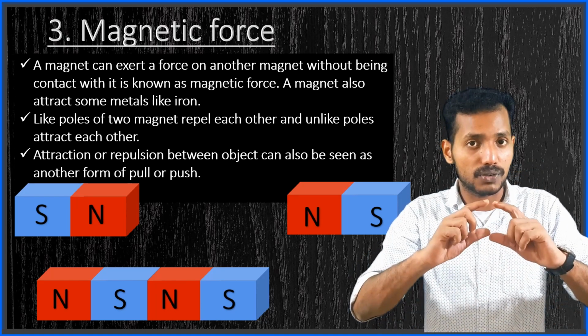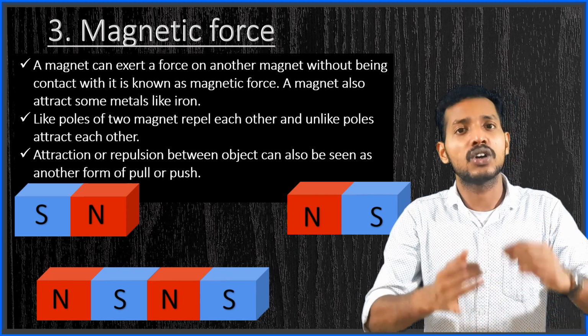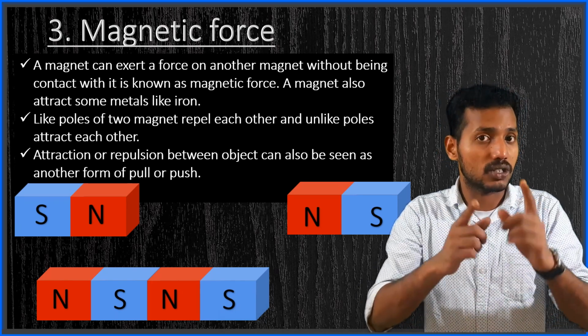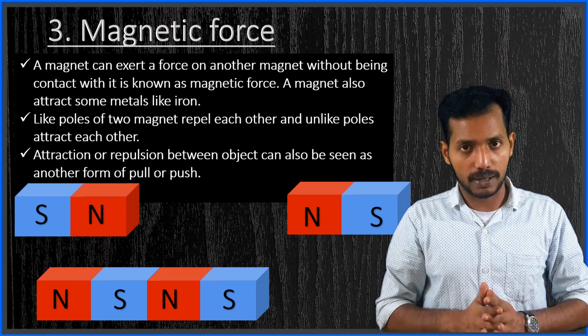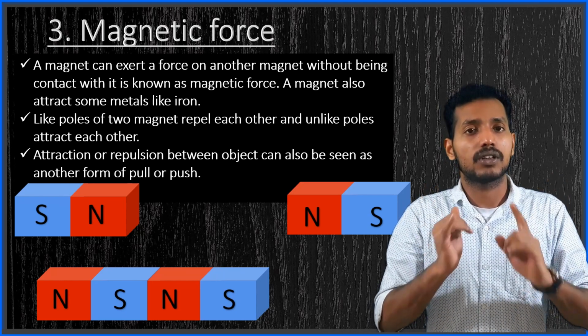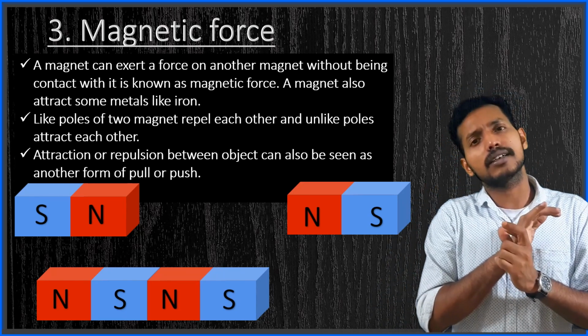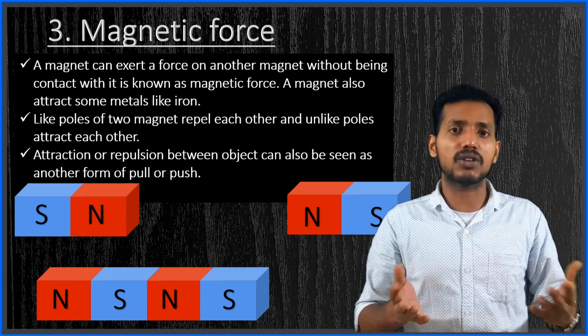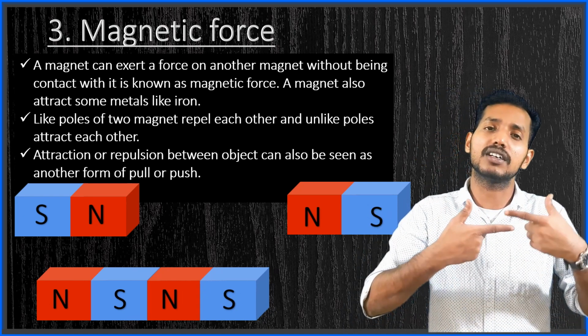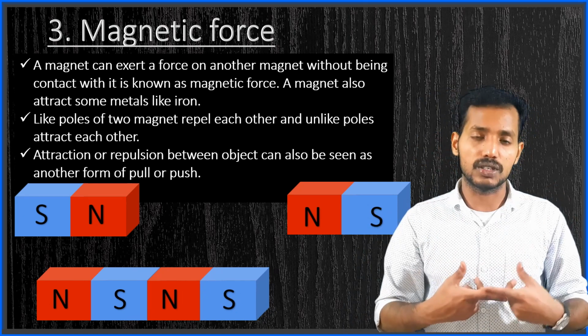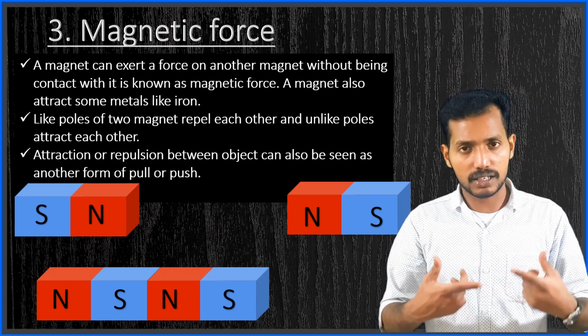So there are two different forces, attractive force as well as repulsive force, based on the pole. To exert a magnetic force, there is not necessarily a need for contact between the magnets. So this is also an example of a non-contact force.